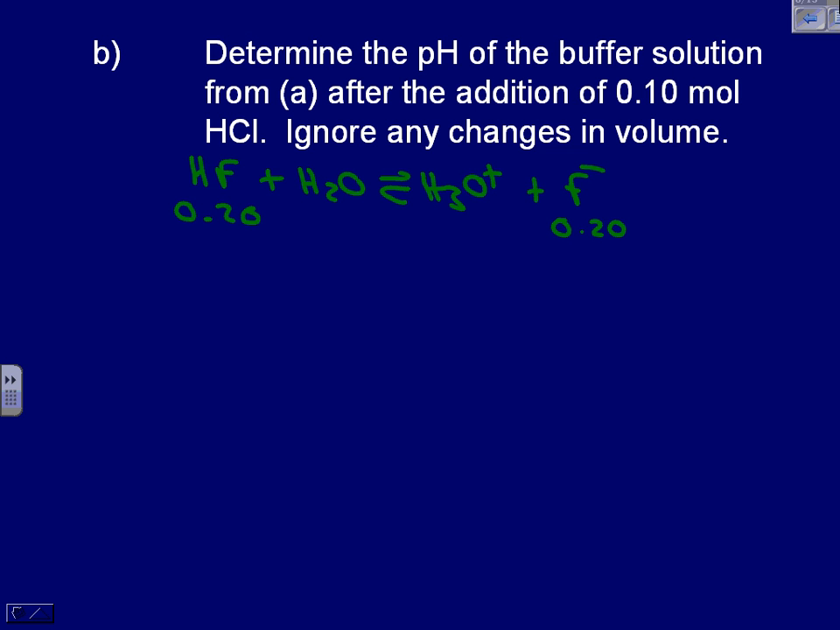Which of those two entities is going to react? Yep. Why is that? And it can grab up the H's. So when a strong acid is added, the base will be converted into acid molecules. And I'm going to just put that off to the side. The strong acid will convert F minus over to HF molecules.